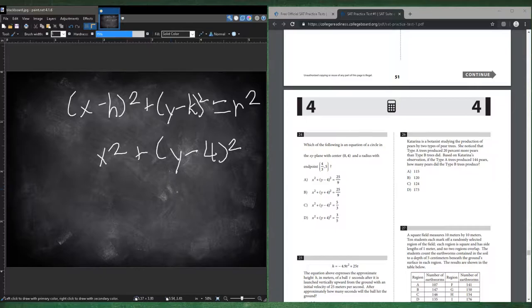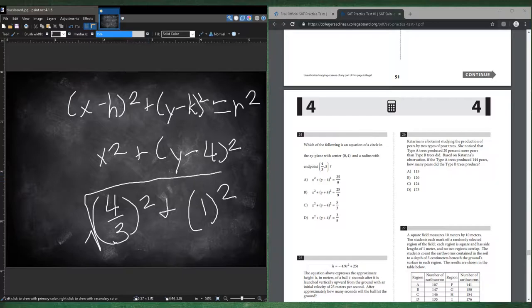So we need to find the radius now. It's at (0, 4), and the radius will end at this point. So we just need to find the hypotenuse. So 0 to 4/3 is just 4/3. We've got to square that, plus 4 to 5 is just 1. Then square root that. So that would be 16 over 9 plus 1, which is 25 over 9, square root. So this will equal r. Square root of that is just 5 over 3. So this will equal r squared. Squaring this one is just 25 over 9. So the answer is A.